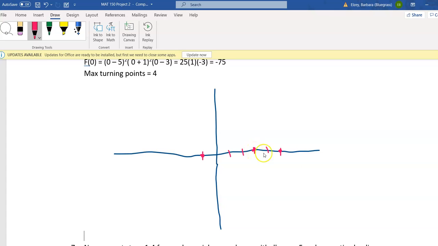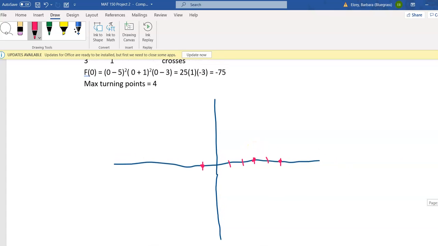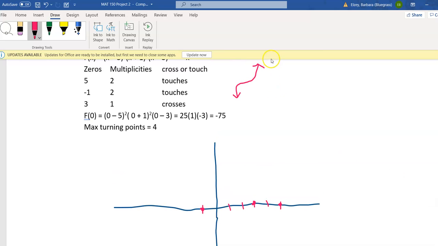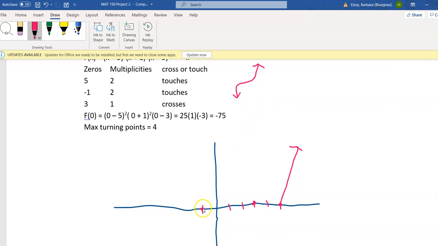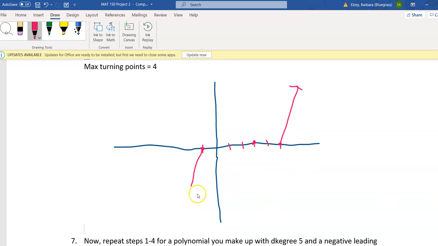All right, now let's put our end behavior on here. Let's notice our end behavior is up on the right, down on the left. So if I go to the far right, it needs to be going up. If I go to the leftmost intercept, I need to go down from there. So it needs to go down.